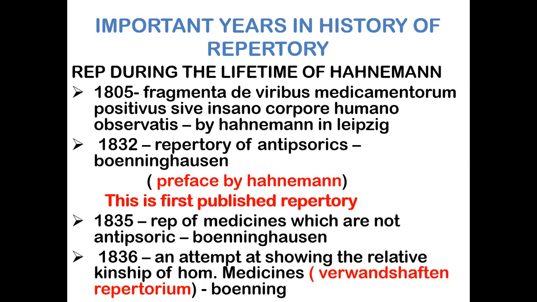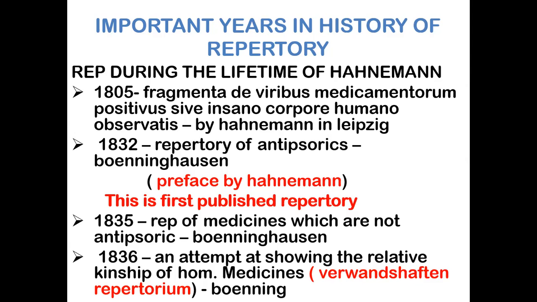Now, important years in the history of repertories. These are very important things regarding the repertory. Repertory during the lifetime of Hahnemann. In 1805, Fragmenta de Viribus Medicamentorum Positivis sive in Sano Corpore Humano Observatis by Hahnemann in Leipzig. So 1805, it's very important. Once again, just note it, double note it down.